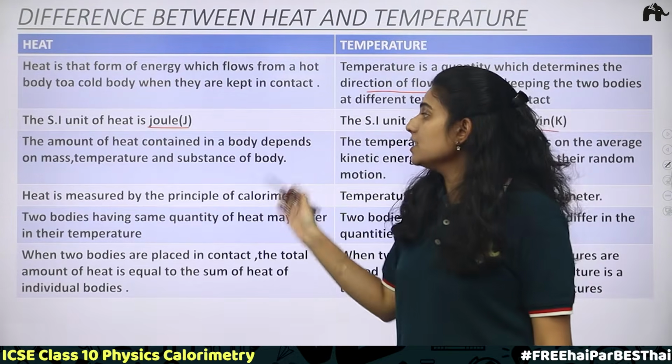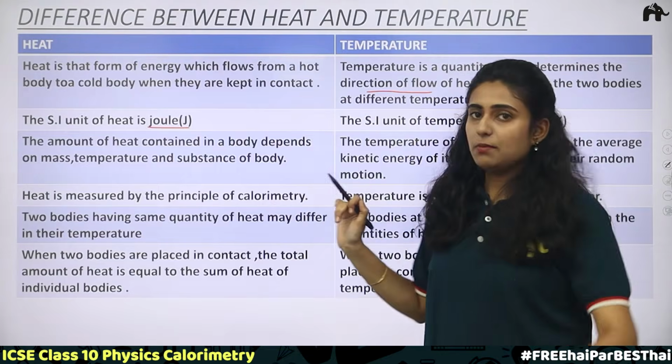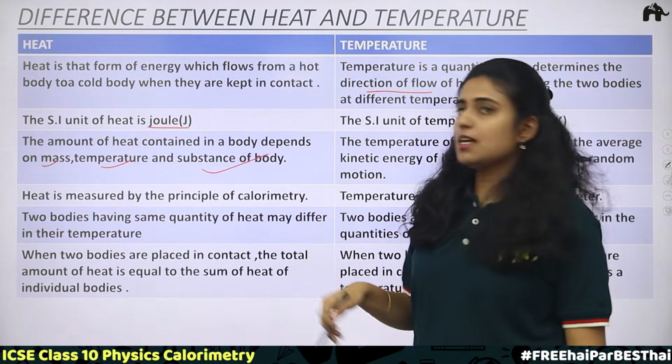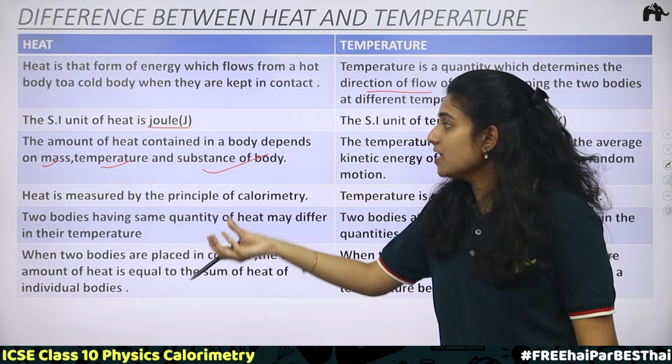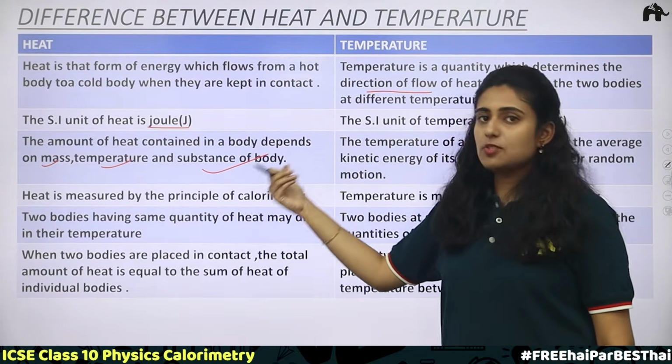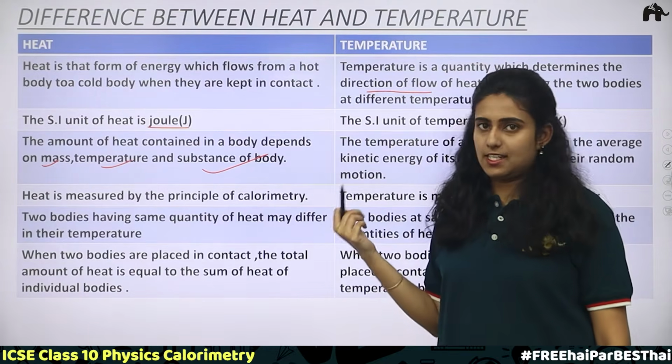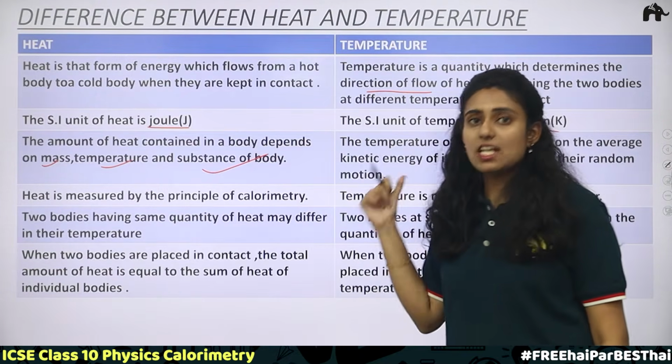Now the third point, the amount of heat contained in a body depends on three factors. First is mass, then temperature, and the substance of the body. Depending on mass, depending on temperature and the substance which is being used, the heat which is contained in the body can change. Now what are the factors on which temperature depends?